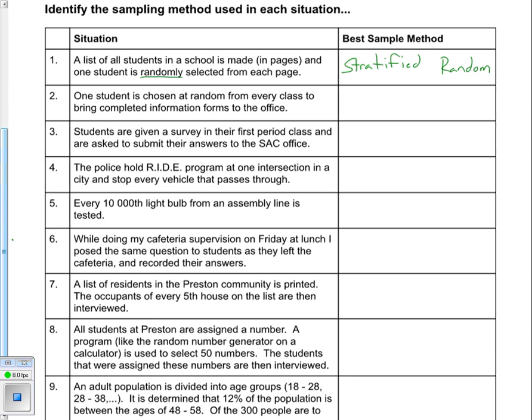Okay, so for number 2, it says one student is selected at random from every class to bring completed information forms to the office. Okay, again, the word random is in here, so it's either going to be random or stratified random. Okay, and if they're chosen from every class, that means that the population is being subdivided into individual classes. So again, this is also stratified random.